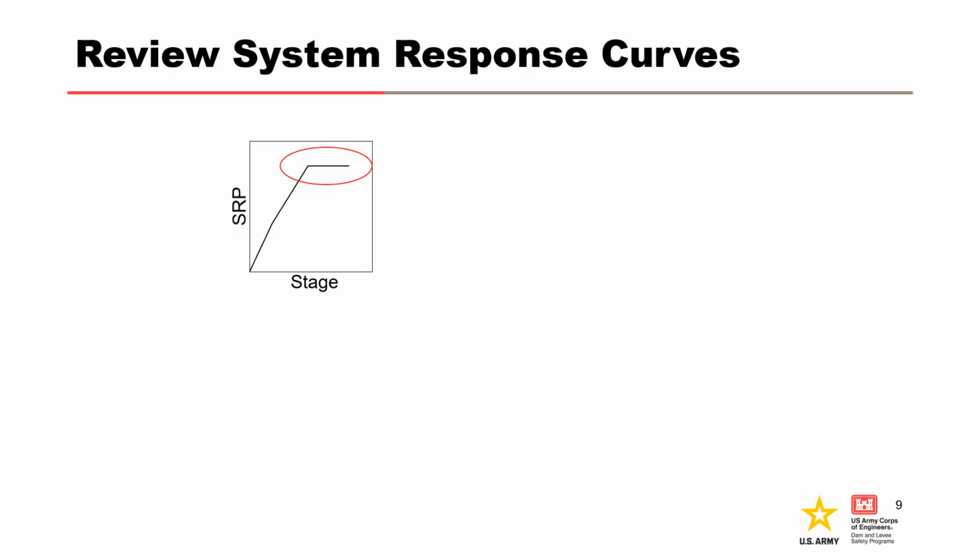In this example, the system response probability remains constant with increasing stage. For example, it reaches a probability of 1, or the tailwater rises, reducing gradient such that the probability can no longer rise.